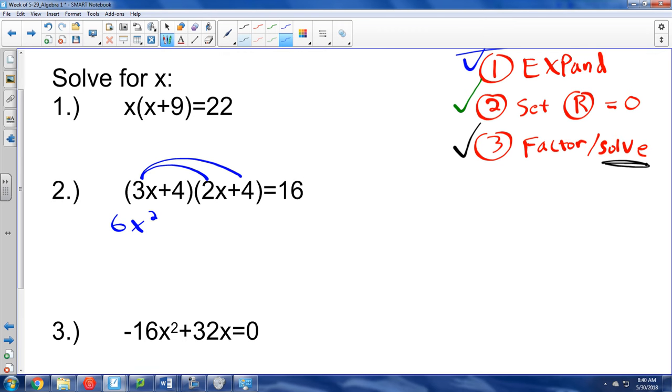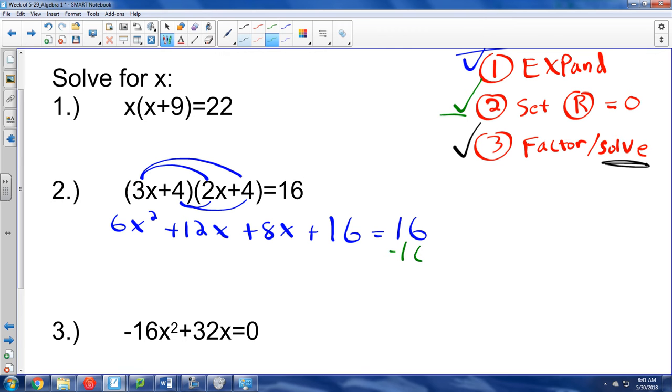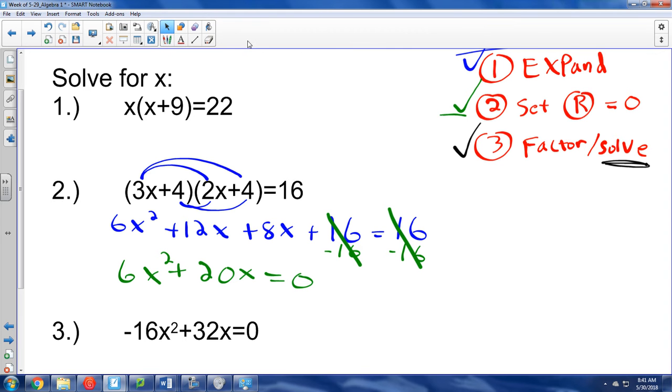6x squared. Somebody shout out the next one. 6x squared plus 12x. Thank you. Next one. 8x plus 16 equals 16. So that's all expanded. I'm going to actually combine similar terms and set the other side to 0, which is in green. So I'm going to subtract the 16 on both sides, giving me just 0 here. I'm going to have 6x squared plus 20x. Okay? Are there questions there?